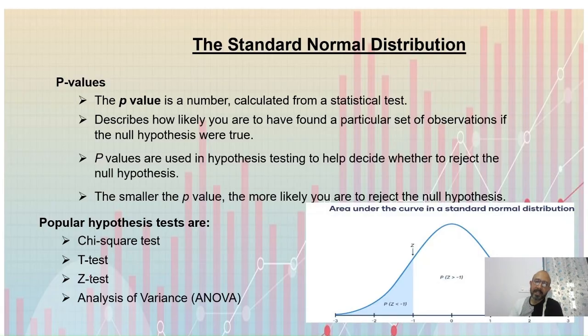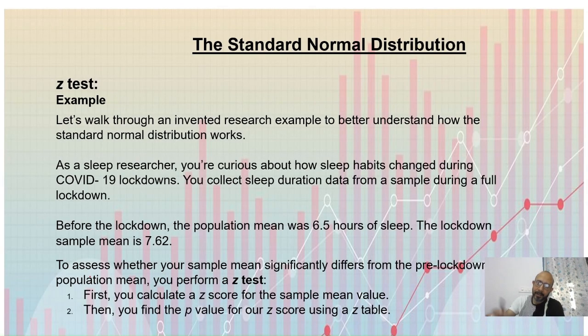Popular hypothesis tests are chi-square test, t-test, z-test, analysis of variance, ANOVA. Z-test is a very important topic. Let's work through an invented research example to better understand how the standard normal distribution works. Also, you can understand hypothesis test.